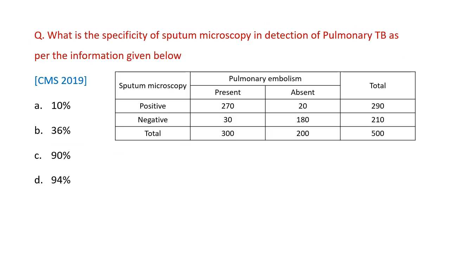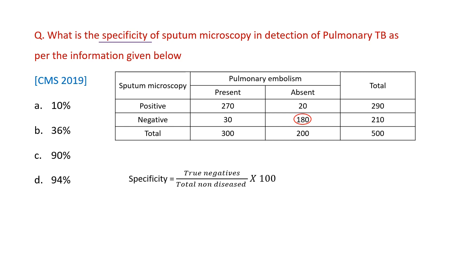What is the specificity of sputum microscopy in detection of pulmonary TB as per the information given below? There is a 2 into 2 table. The formula for specificity is true negatives by total non-diseased into 100.